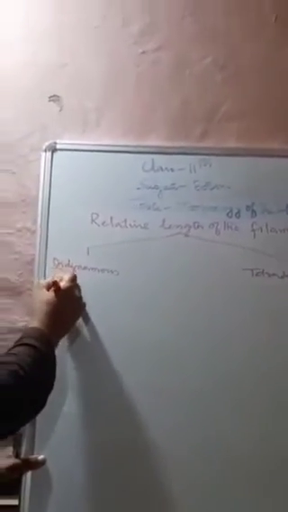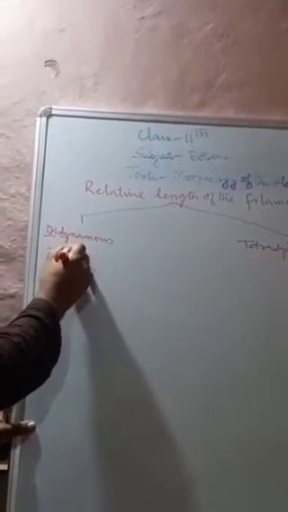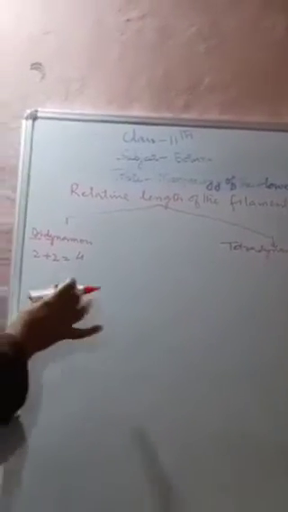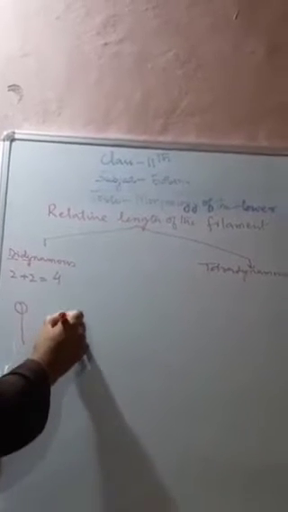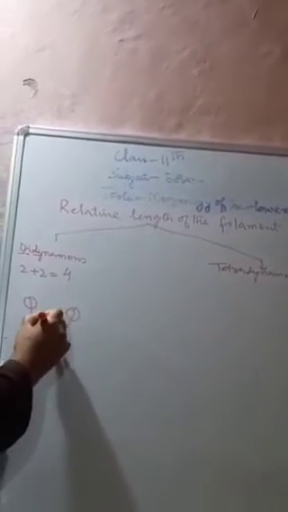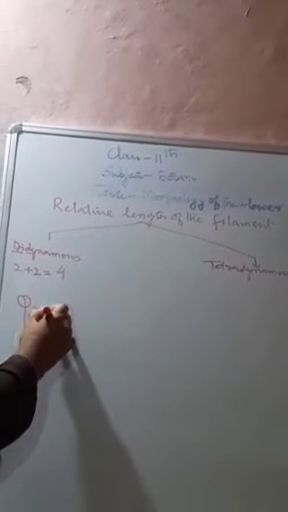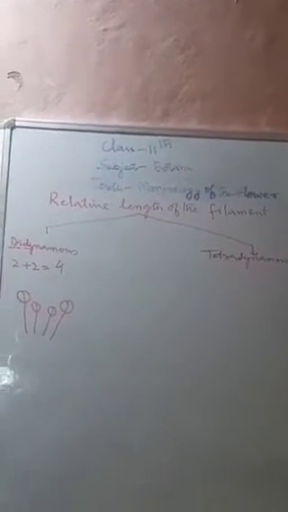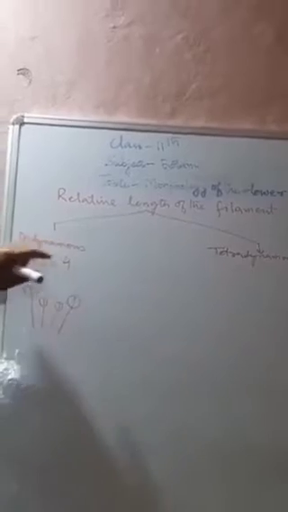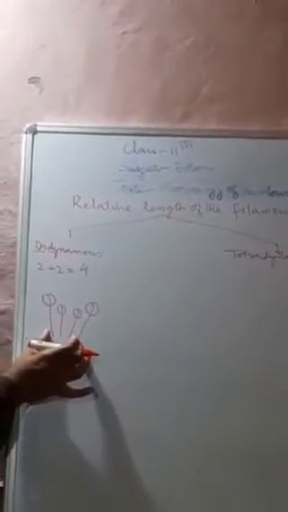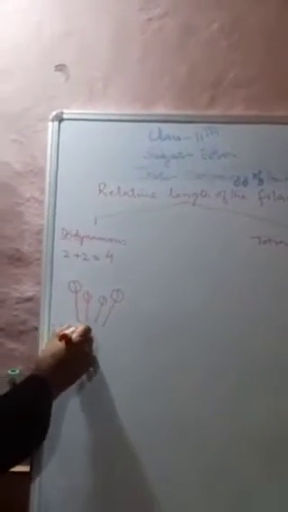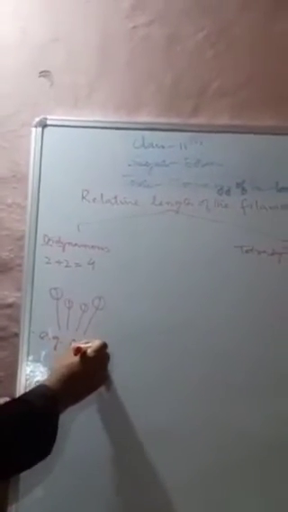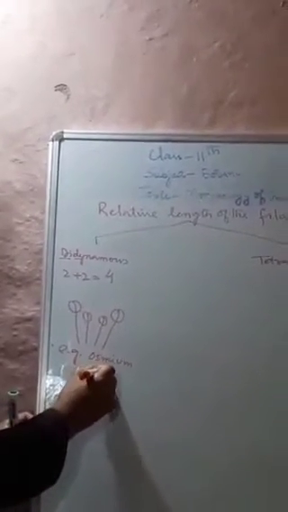Di means two, and di is 2 plus 2 stamens, so the total number of stamens is 4. Of these 4, the outer stamens are longer and the inner ones are shorter, like this condition. In didynamous we see that a total of 4 stamens are formed. The outer stamens are longer and the inner stamens are shorter. Examples are Ocimum and Salvia.